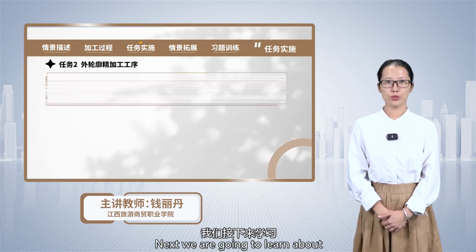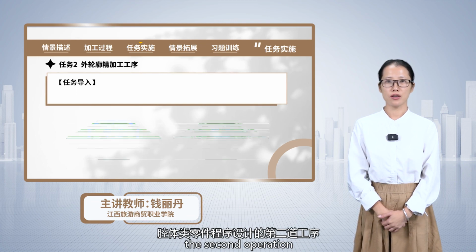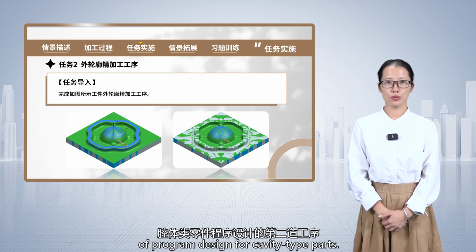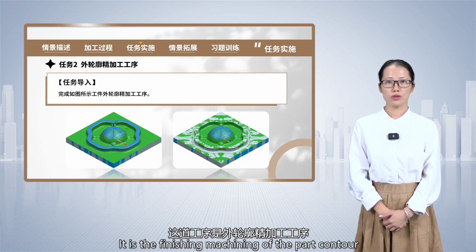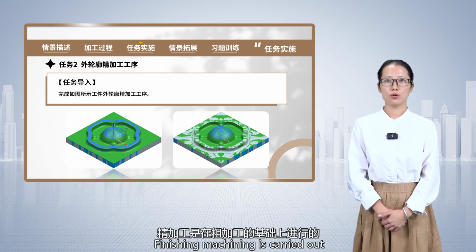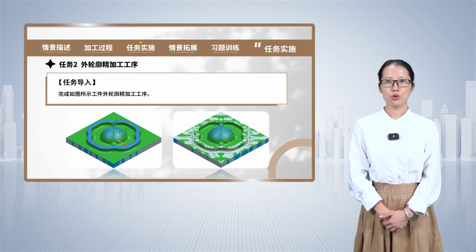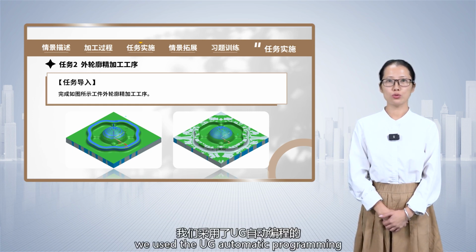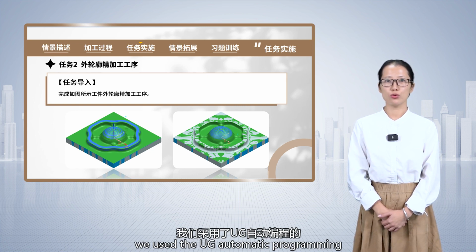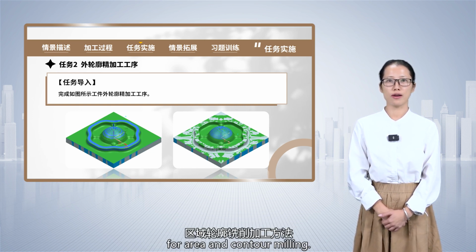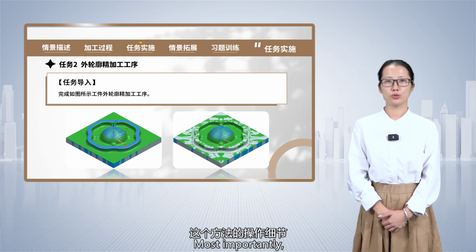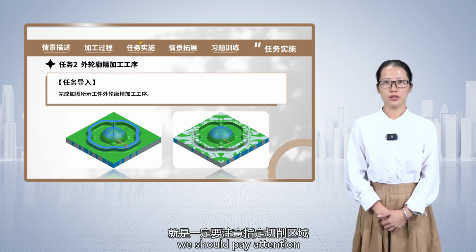Next, we are going to learn about the second operation of program design for cavity type parts. It is the finishing machining of the part contour. Finishing machining is carried out on the basis of rough machining. In this process, we used the UG automatic programming for area and contour milling. Most importantly, we should pay attention to the specified cutting area.